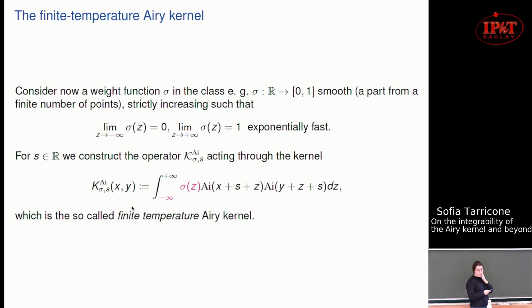Now, with such a function, you modify the Airy kernel that we just saw before in the following way. Remember that there were two ways to characterize the Airy kernel, and one was by taking an integral from 0 to plus infinity of just the product of two Airy functions. Now, what we do to get this finite temperature version is that we take the integral from minus infinity to plus infinity, so on the whole real line, but instead of having just these two Airy functions, you also have this sigma function here, this weight function. So this is the finite temperature kernel, the operator K Airy sigma s, where I already put the parameter s, which before was the edge of the interval (s, plus infinity), inside.